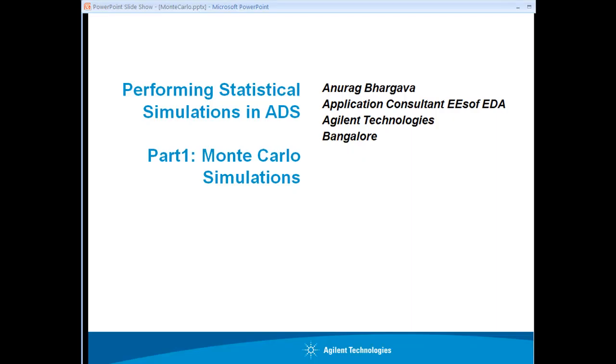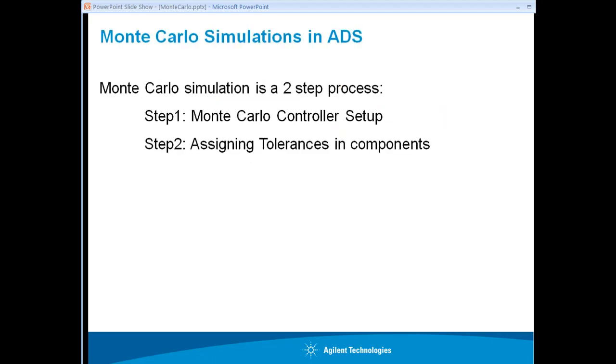The short tutorial video is the first of three videos going through the various statistical simulations in ADS software. In this first video, we will focus on Monte Carlo simulations in ADS. Basically, Monte Carlo simulation in ADS is a two-step process. In the first step, we set the Monte Carlo controller. In the second step, we assign the required tolerances to components.